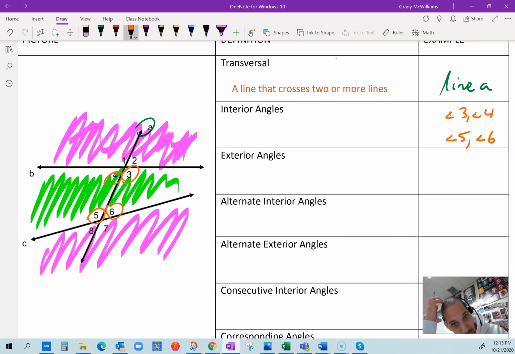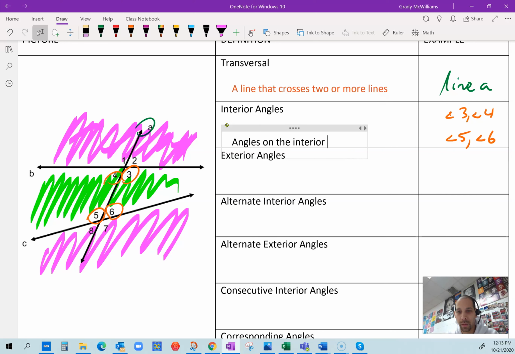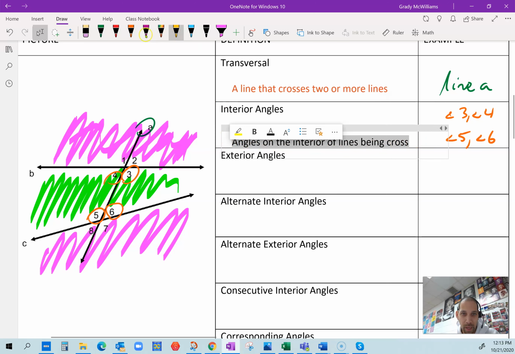I don't know the best way to describe this to give definitions, but it's angles that are on the interior of those lines being crossed. Hopefully that makes some kind of sense. Angles on the interior of lines being crossed. I'm not sure if that's a great definition or not. You can definitely make your own definition. You probably come up with something better than me. I think you kind of understand the idea though, I hope.